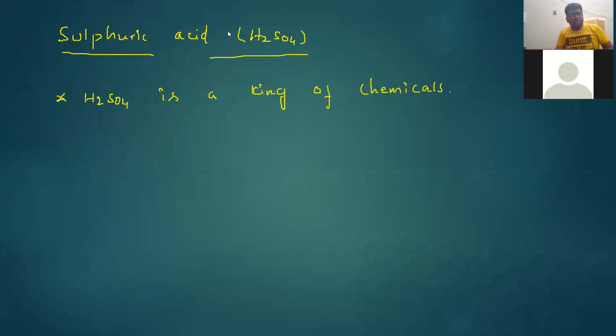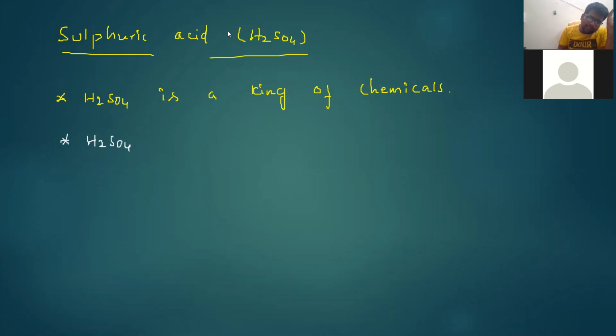Okay. So how to prepare H2SO4? H2SO4 is manufactured by the contact process, which involves three steps. These three steps are very important, so write them down one by one. Write down the point.